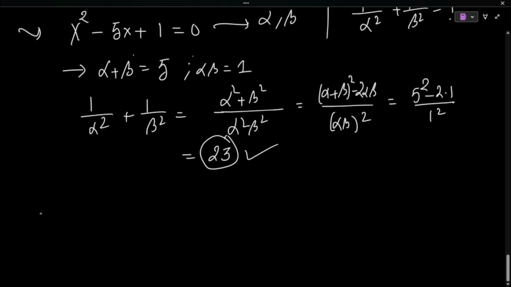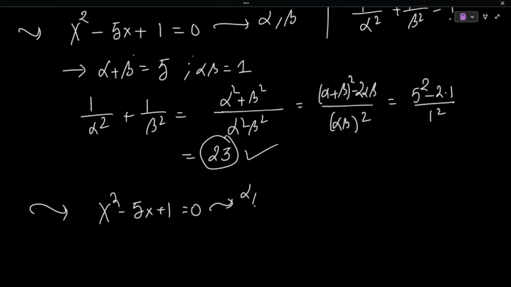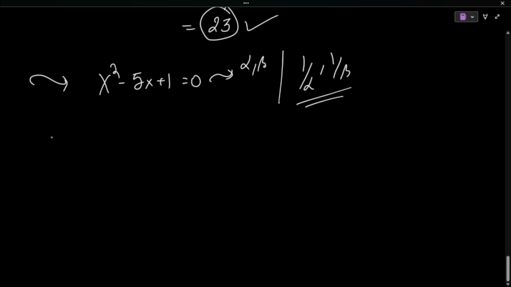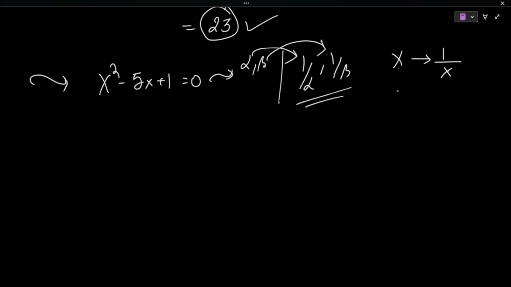Okay. Another type of questions that you may be asked is as follows. Let me take the same equation, x square minus 5x plus 1 equals to 0, has roots alpha and beta. Find out the quadratic equation which has roots 1 by alpha and 1 by beta. Now, whenever you get this kind of questions, what you use is something like this. You see what the transformation is. So alpha becomes 1 by alpha, beta becomes 1 by beta. The transformation is an inverse transformation like this. X becomes 1 by x, right?